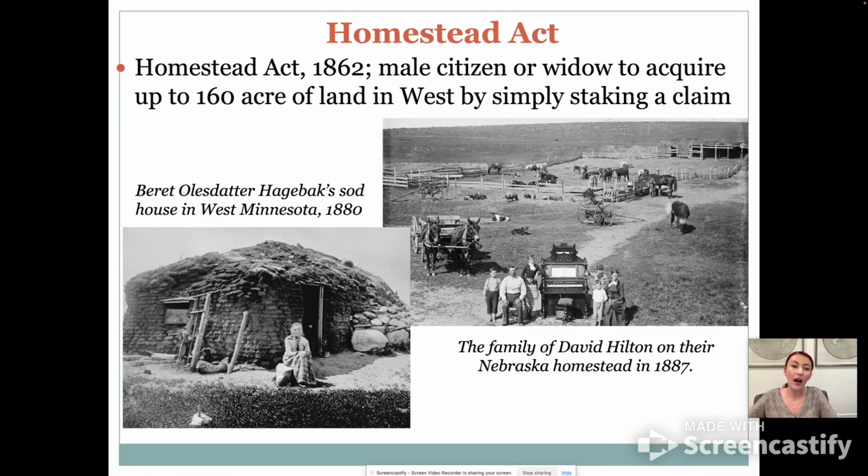And of course, hundreds of thousands of people would take advantage of this super opportunity to be landowners in the West, such as a number of families that you see on the slide. We have a woman homesteader living in West Minnesota, picture on the left from the 1880s, as well as a family moving to Nebraska in the heart of America in 1887.